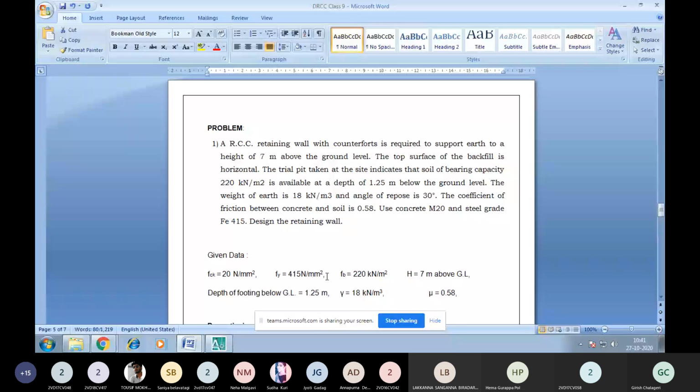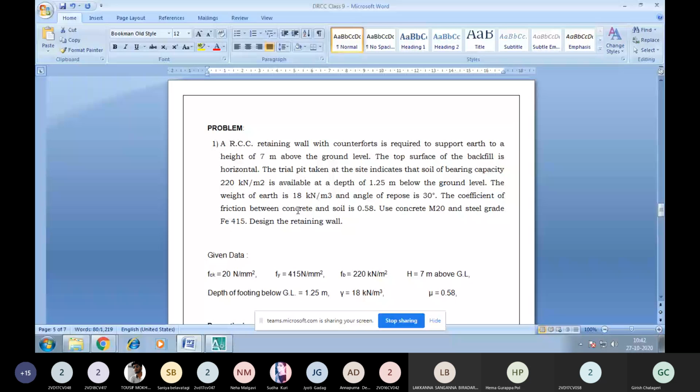So take a problem here. An RCC retaining wall with counterforts is required to support earth to a height of 7 meters above the ground level. The backfill is 7 meters above the ground level. The top surface of the backfill is horizontal. When the trial pit was taken at the site, it indicates that the SBC of soil is 220 kilonewton per meter square, and this SBC is taken at a depth of 1.25 meter below the ground level. That means the depth of foundation is given in the question itself, that is 1.25 meter.